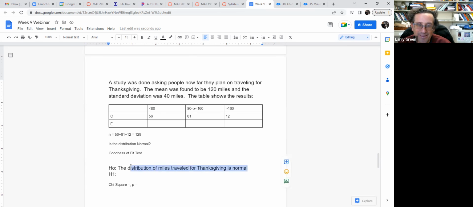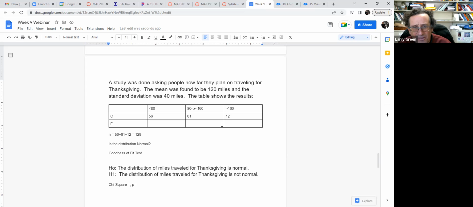And very easy, once you know H naught, very easy to write H1. Hopefully you're used to that with this chapter. I can copy and paste, and what word do I have to add in? Very simple. Yeah, not normal. It's either a normal distribution or it's not a normal distribution. Any questions on that?